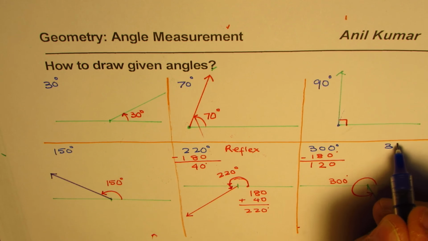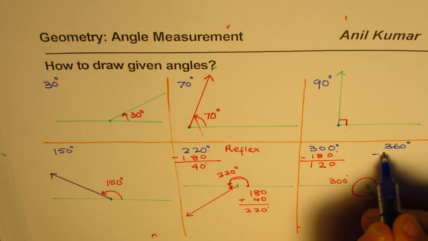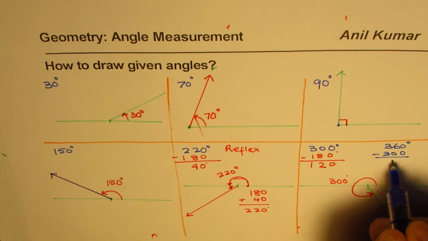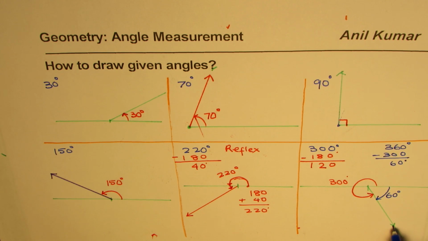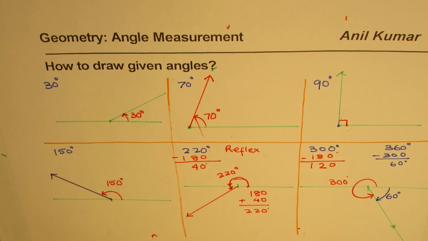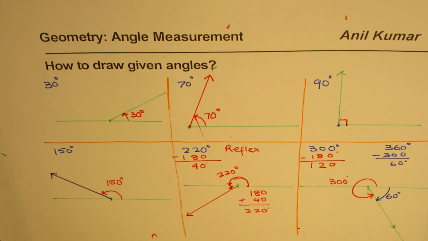Some of you could have done this also. We could do full circle is 360 degrees, take away 300 degrees, you get 60 degrees. So if you go 60 degrees from here, this angle will be 60 degrees. You'll get to the same terminal arm. Do you get the idea? So that is the alternate method.